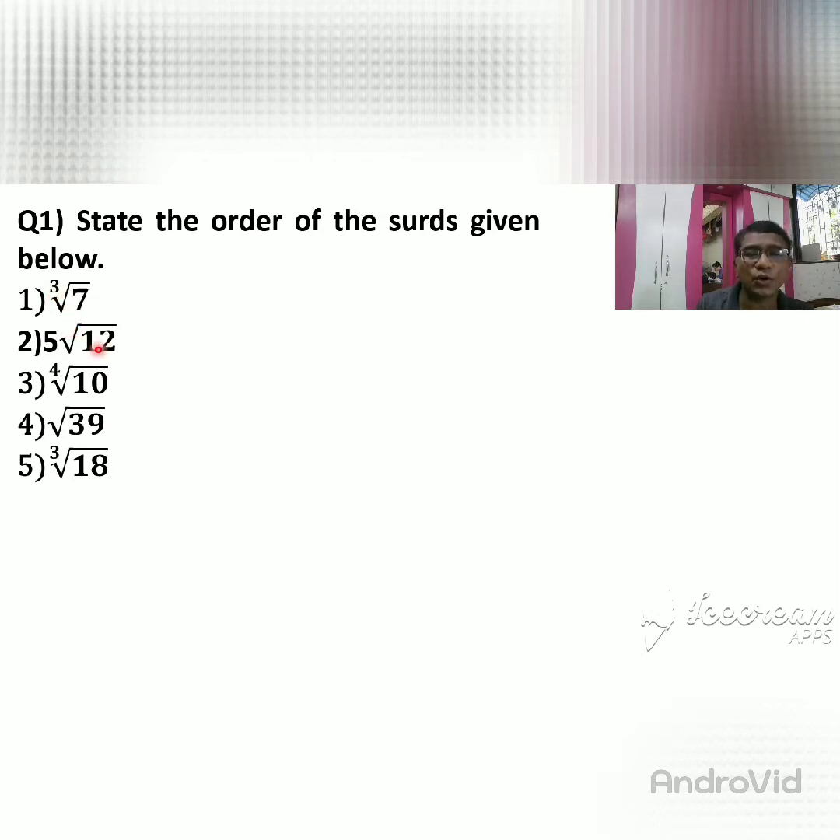Here is square root of 12. So what is here? Order is 2. There is no number in the V shape. If in the V shape there is no number, then you can remember that it is 2.